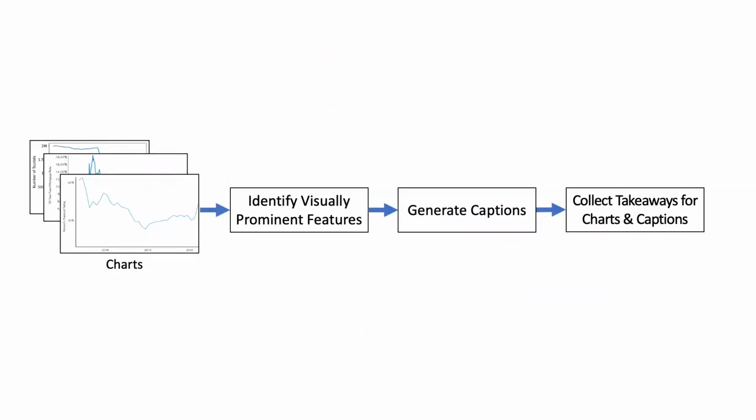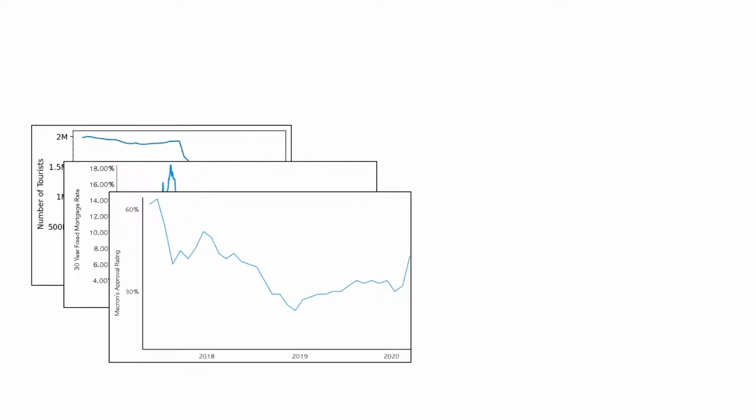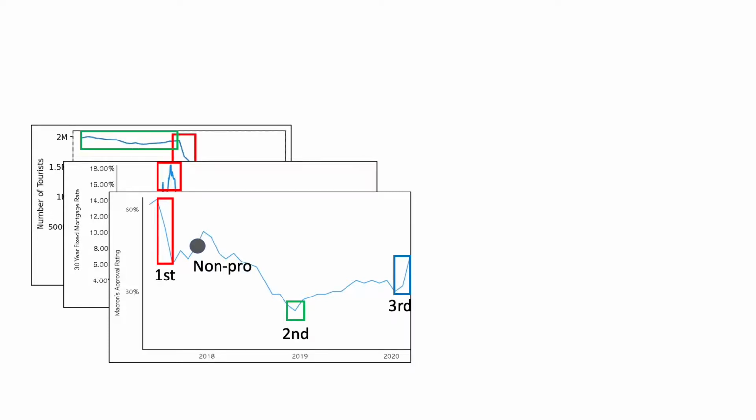To confirm our intuitions and answer our questions around how charts and captions work together in forming a reader's takeaway, we ran a user study. In 43 line charts, which are common yet easily parameterizable and are thus useful for our initial exploration, we identified the top 3 visually prominent chart features and a non-prominent feature by crowdsourcing. Here, the red, green, and blue boxes indicate the top 3 visually prominent features in order, and the gray dot shows a non-prominent feature.